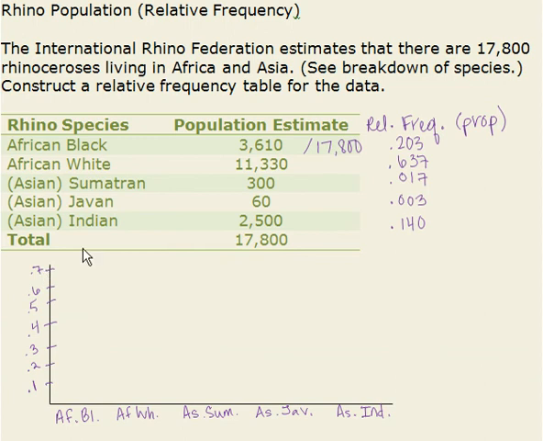And then I labeled my species along what would be considered your x-axis: African black, African white, Asian Sumatran, Asian Javan, and Asian Indian. Now I simply need to construct bars that rise to how high I have a frequency. So for African black, my frequency is 0.203, so I'm going to go to 0.2 and maybe just a touch above that. There's my African black relative frequency. African white, 0.637, I'm going to go way up, and about 0.63 might be just a little bit above 0.6.